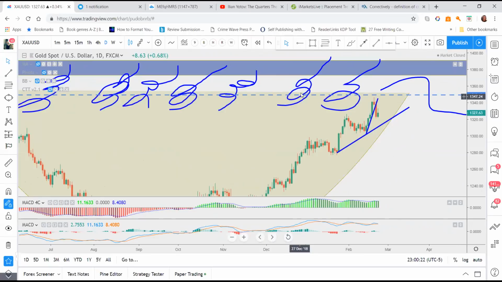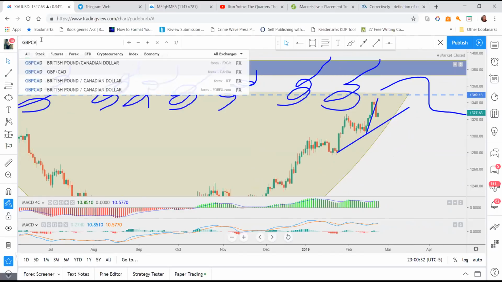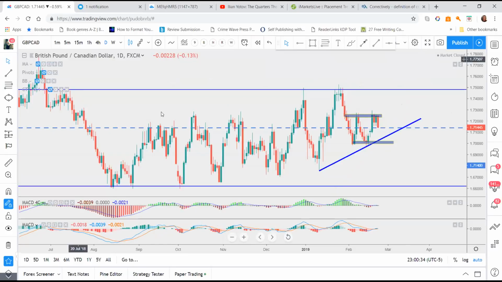But that's it, guys. That's gold. So what was the other one we were looking at, GCAD? So everybody set alerts on gold. Stalk it like you stalk a crazy ex, okay? Or like a crazy ex stalks you.